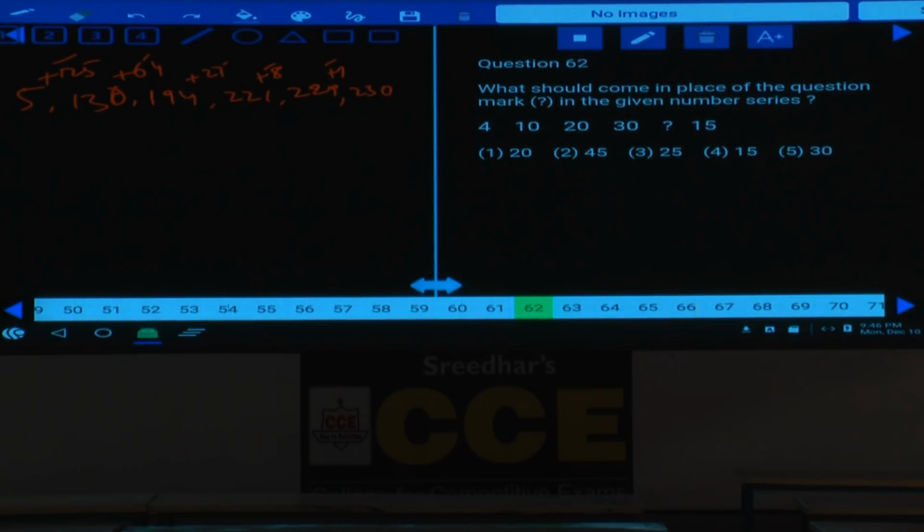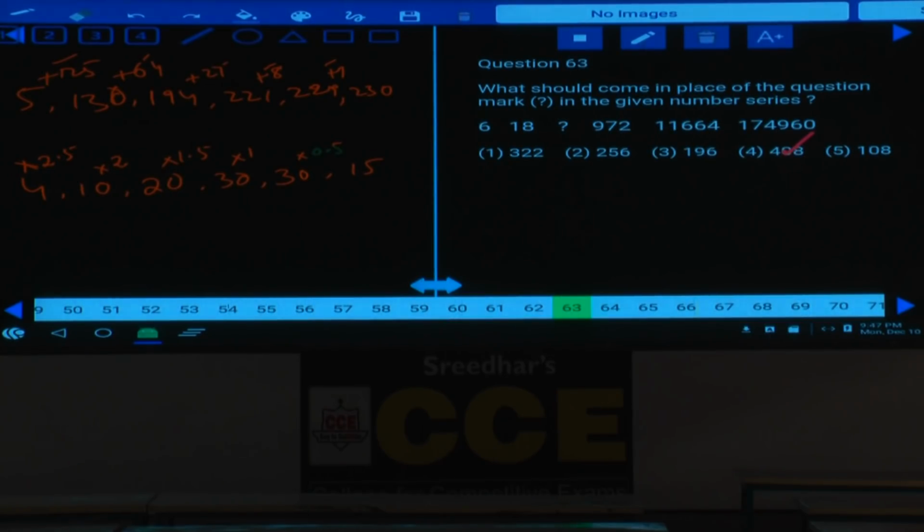Now in question number 62, 4, 10, 20, 30. Now 4 and 10, how can you express this one? 4 into 2.5 is 10. Now 10 into 2 is 20, and 20 into 1.5 is 30, and 30 into how much? Into 1 is 30, and 30 into 0.5 is how much? 15. Then what is your answer here? 30 is the missing number, choice 5. Question number 62.